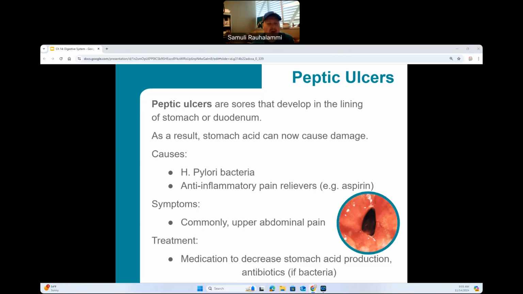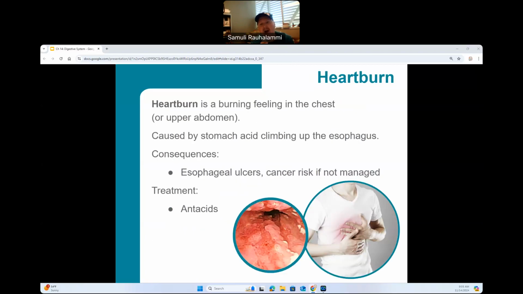Let's have another example of pathologies. Let's talk about heartburn. Heartburn is what happens when the lower esophageal sphincter, our cardioesophageal sphincter, fails, and as a result, some of the stomach acids climb up into the esophagus. This is, of course, not good as it will irritate the lining of the esophagus.